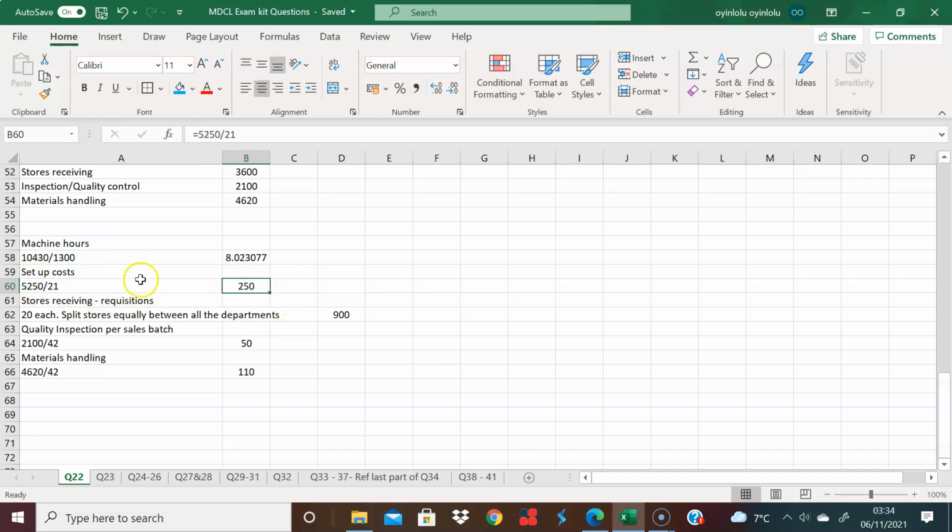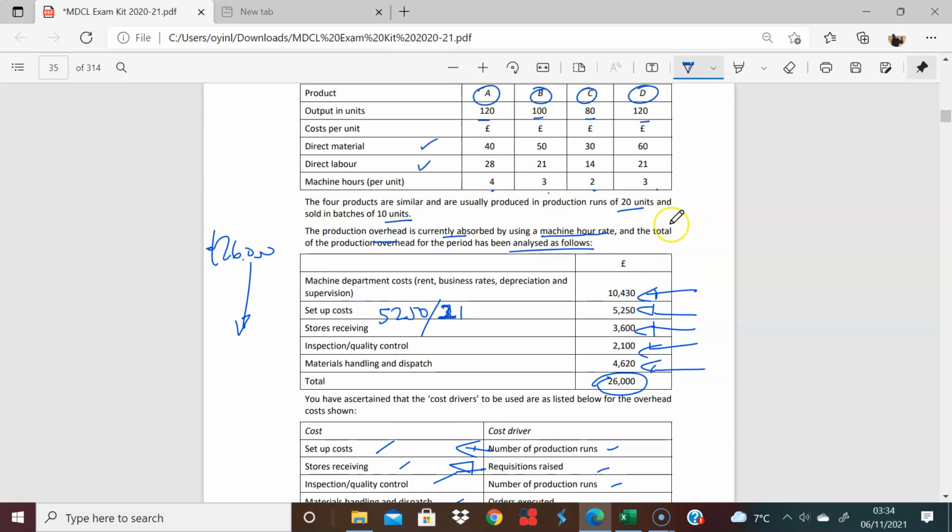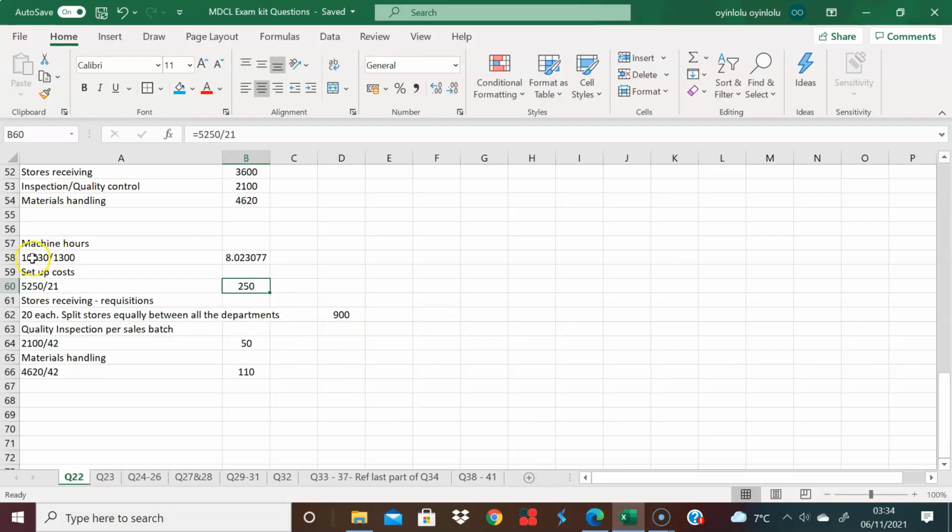Right. The question says here that in terms of machine hours, my machine hours are still 1,300. It's just that my cost is 10,430. And so you have 10,430 divided by 1,300. And there you are, £8.02.